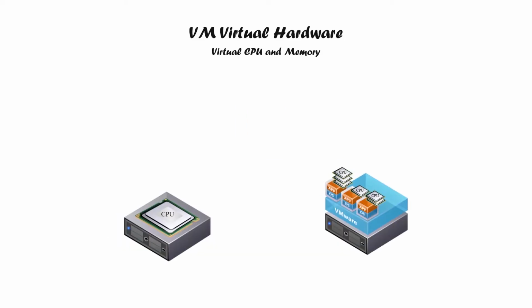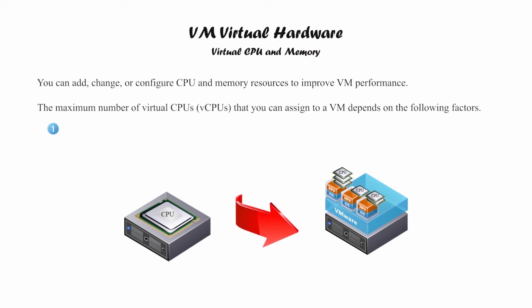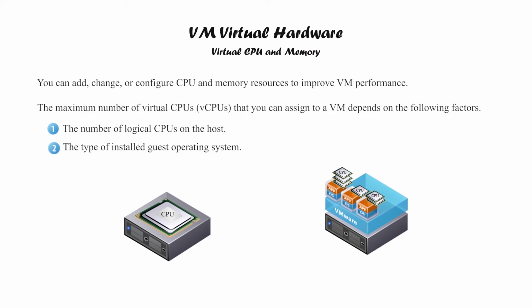You can add, change, or configure CPU and memory resources to improve VM performance. The maximum number of virtual CPUs that you can assign to a VM depends on the following factors: the number of logical CPUs on the host and the type of installed guest operating system. A VM running on an ESXi 7.0 host can have up to 256 virtual CPUs.